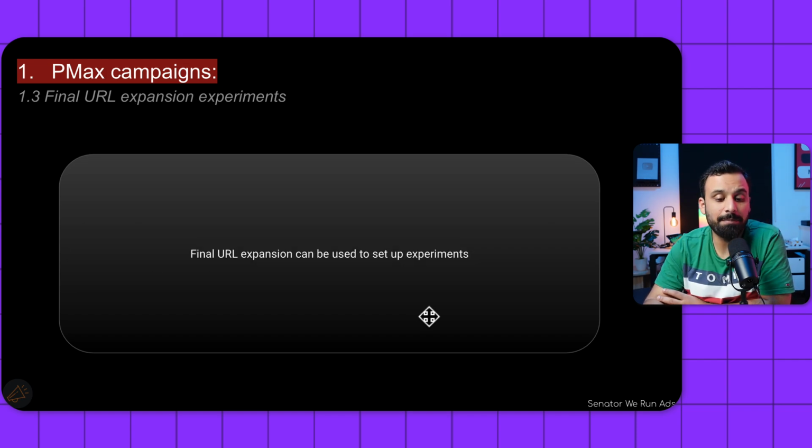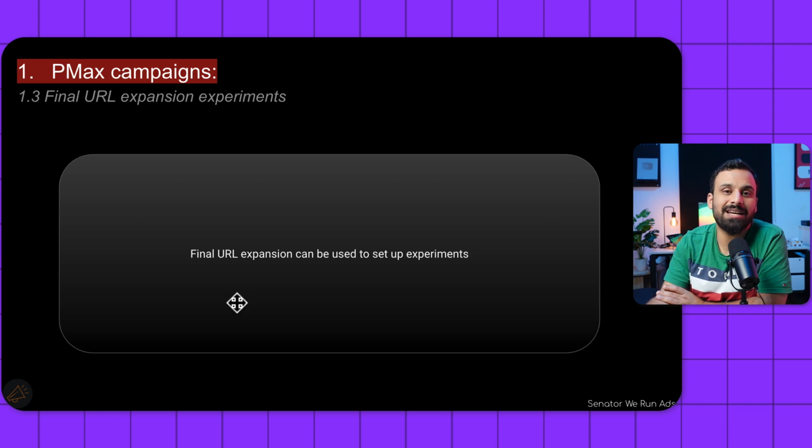The third one within Pmax is final URL expansion experiments. So now there's an experiment available if you want to play around with the final URL expansion, that Google decides which URL will be used as a click-through, so you don't need to set up separate campaigns and then test it. You can just set up the experiment, which is very, very helpful, honestly.